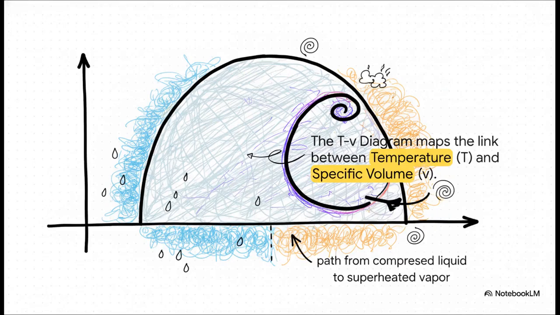Check this out. This is a temperature versus specific volume diagram, a TV diagram. Now, specific volume sounds complicated, but it's not. It's just the opposite of density. It's how much room a kilogram of the stuff takes up.